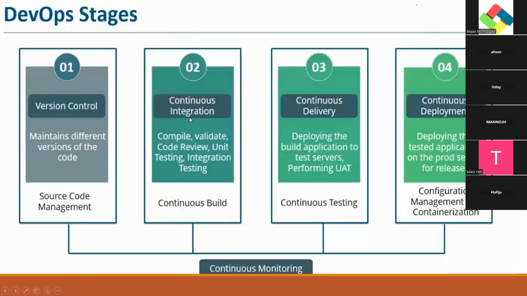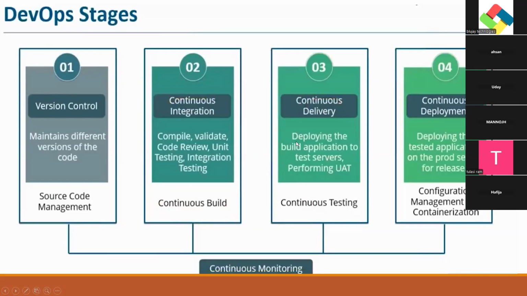Then continuous integration. Before, in the waterfall model, there was no continuous deployment, only a manual methodology for integration and deployment. Now the agile methodology comes into the picture, and automation comes into the picture. In continuous integration, compile, validate, code review, unit testing, integration testing, everything is built continuously. Once the .jar or .war is built in continuous integration, it happens automatically.